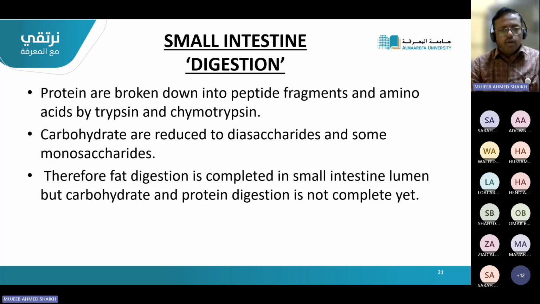Okay, what digestion is taking place in the small intestine? In the small intestine, carbohydrates are broken down into disaccharides with the help of disaccharidases. Enzymes present on the brush border are known as disaccharidases. Maltase and sucrase are all called disaccharidases. So these disaccharidases are digesting the carbohydrate, whereas protein digestion is taking place with the help of trypsin and chymotrypsin, whereas fat digestion is within the lumen through the pancreatic lipase.